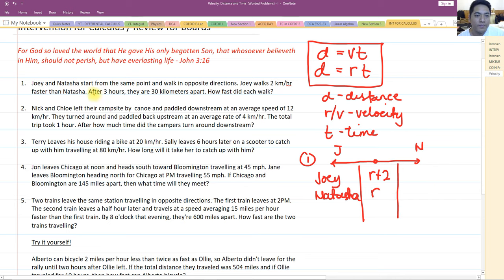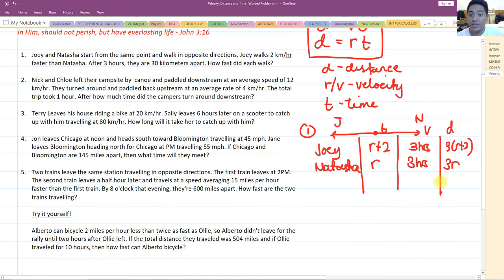How about the time? After 3 hours, they are 30 kilometers apart. So 3 hours have passed for both of them, and the distance that they have traveled should be 3 times r plus 2 for Joey, because distance is velocity times time. This is your time, this is your velocity. And for Natasha, that would be 3 times r. That's the distance traveled.